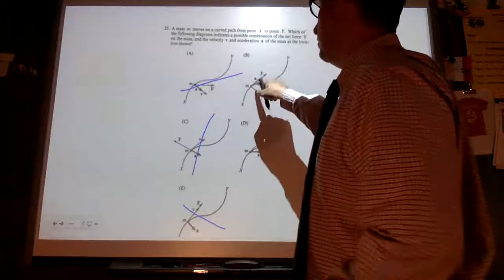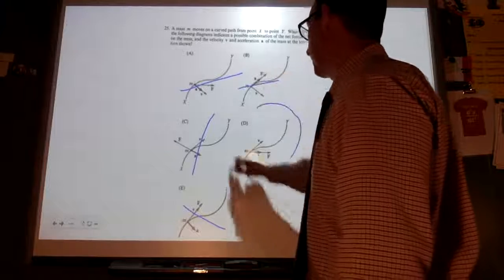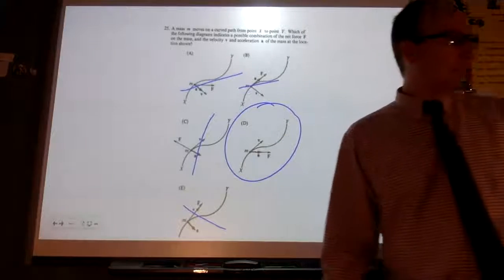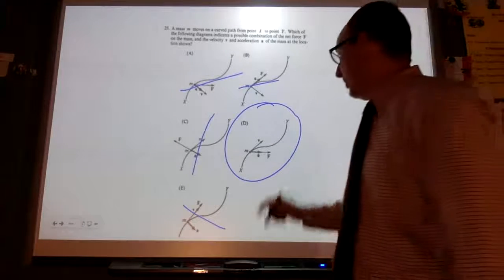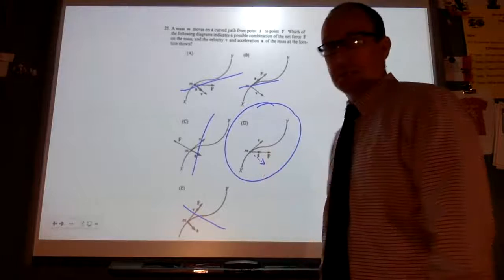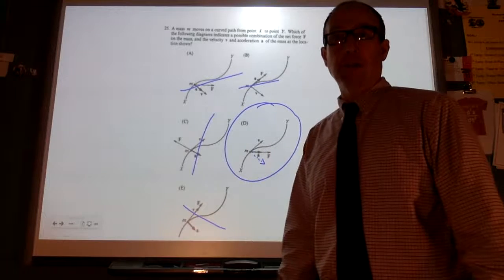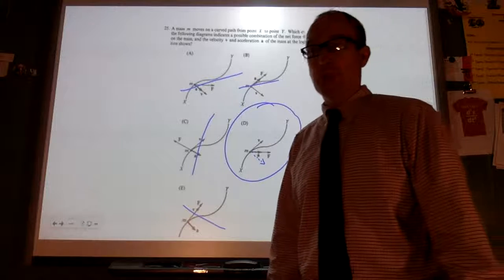This is curving here. This force is not directed towards the center. Now looking at D, D is also not directed completely towards the center, but it does have a component that's towards the center. There would be part of the force that's towards the center, part of the force that's up, so it must be turning and accelerating both.